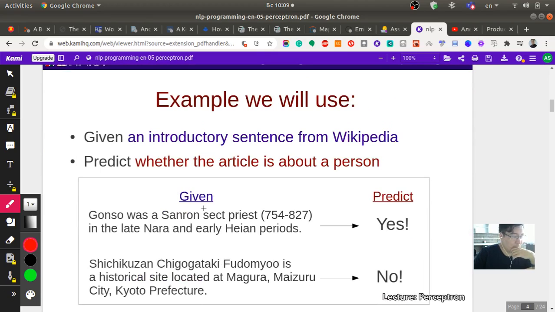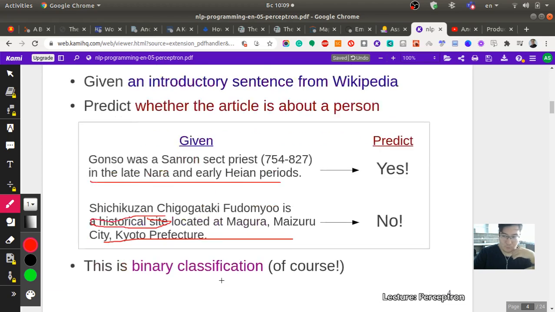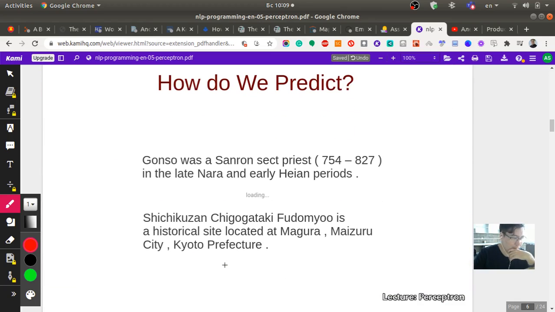Given the introduction of a sentence from Wikipedia, predict whether the article is about a person. So for example, the text is about a person or not a person. This one is about a historical site. So you can also use machine learning for these problems. For example, we have this text as before: Ganzo was a Sanron sect priest in the late Nara and early Heian periods, and Shikuzan Shogatika Fudumoyo is a historical site located at Magura, Maizuru City, Kyoto Prefecture.